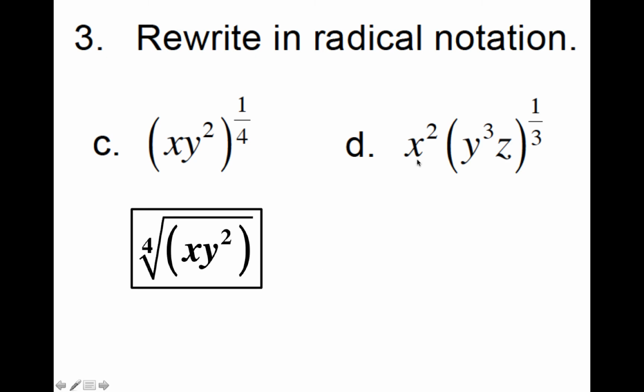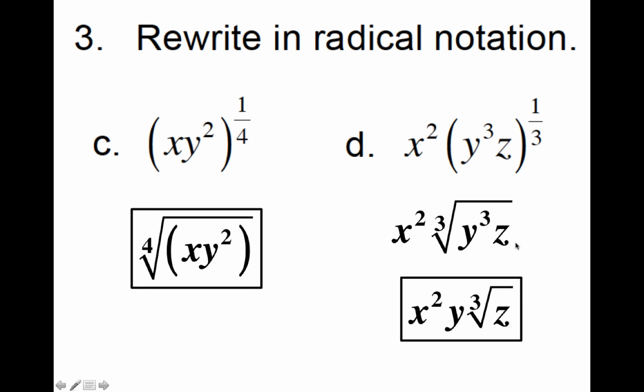Part D is tricky. Notice x squared is not inside the parentheses, so that's going to stay out in front. However, this y cubed z is going to be cube rooted. So the y cubed z goes inside of the cube root. Please notice that the cube root of y cubed is just y, so we can simplify this to x squared y with the cube root of z. That only works because these are both to the 3rd power here.